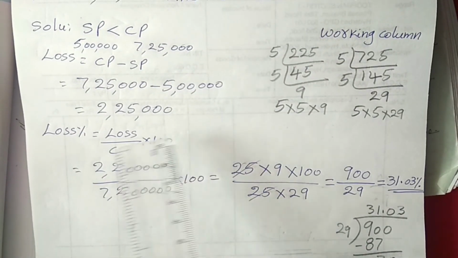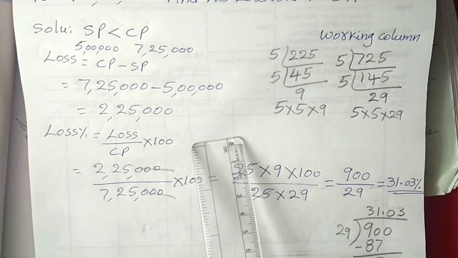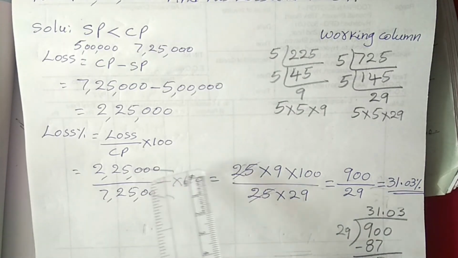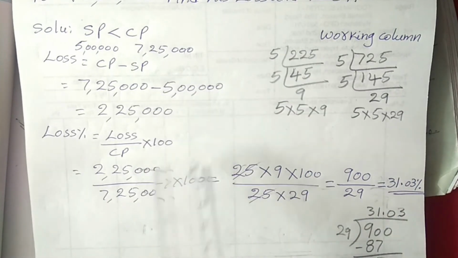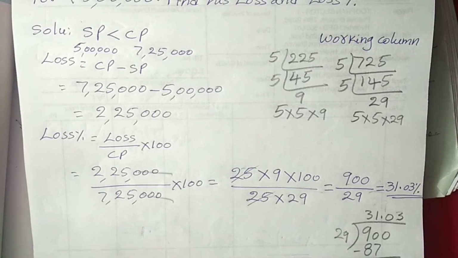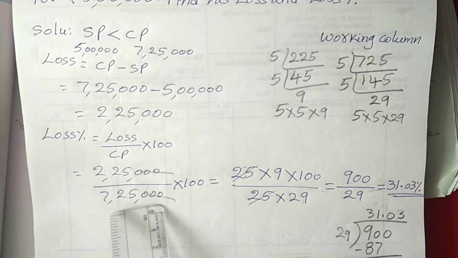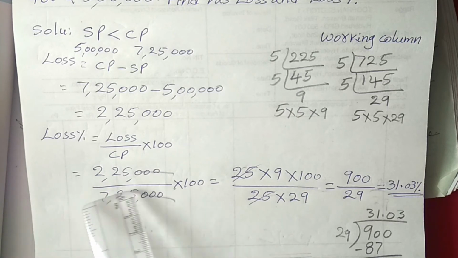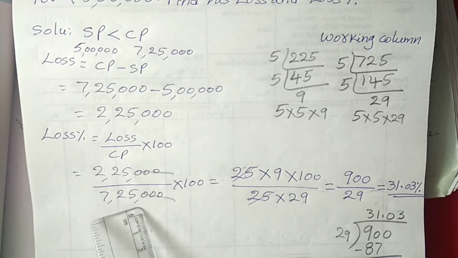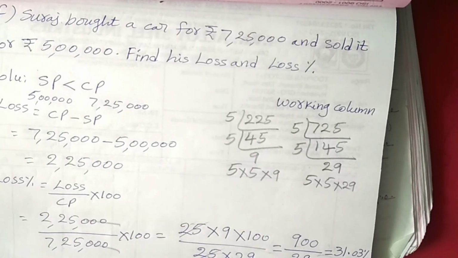We know the formula. Loss percentage is equal to loss by cost price into 100. Right. Now 2,25,000 divided by 7,25,000 into 100. Now cancel the zeros wherever is possible. So cancel these zeros. Now what we got here? 225 by 725. Now in working column what I have done?